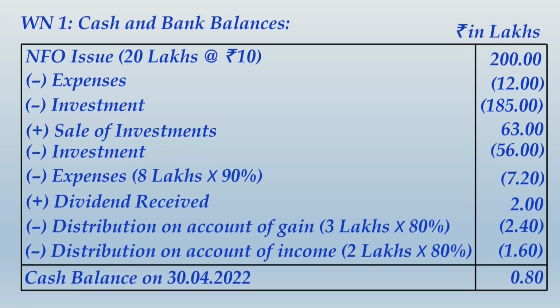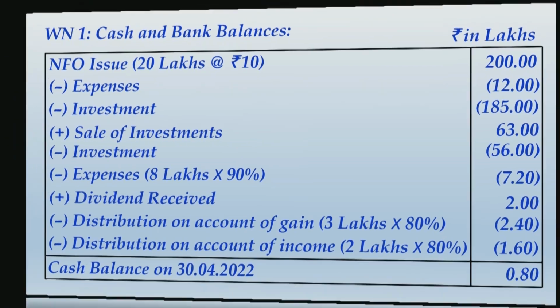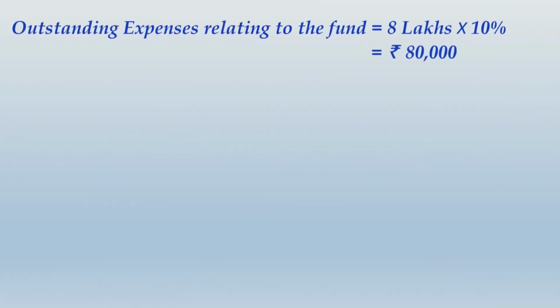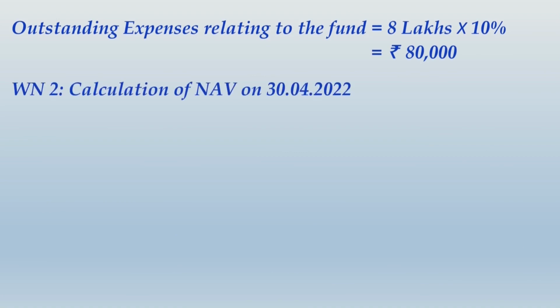Alright friends, once you have completed the working about cash balance as on 30th April 2022, next thing what you have to do is to compute NAV as on that date. To do that calculation, first identify that there are some outstanding expenses which will be 10% of total expenses, that is 10% of 8 lakhs, which is 80,000, and then you can work out the NAV as on that date, that is NAV as on 30th April 2022.